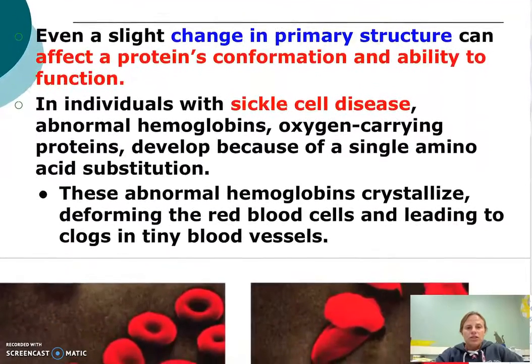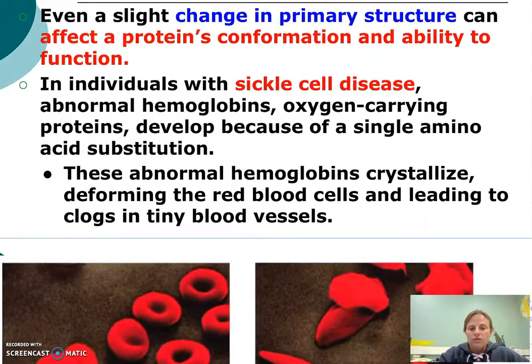If I change even one of those amino acids, in other words, I remove one, or I substitute one, or I add one, it can change the conformation, it can change the shape of that protein, therefore altering its ability to function. For example, sickle cell disease occurs when one amino acid is substituted for another one, and it results in this awful disease that affects the hemoglobin of someone. So it affects the ability of that person to carry oxygen throughout their body.